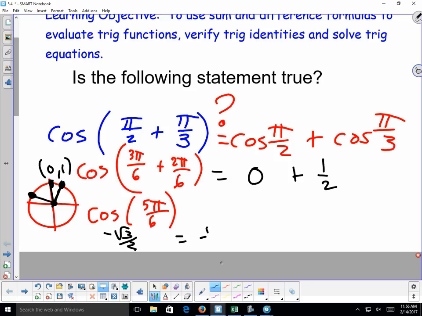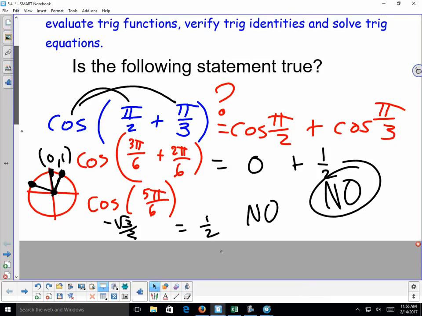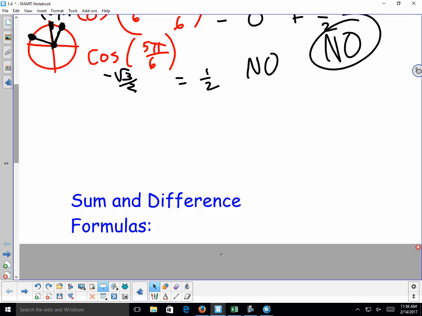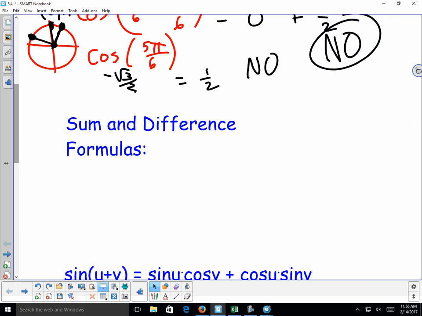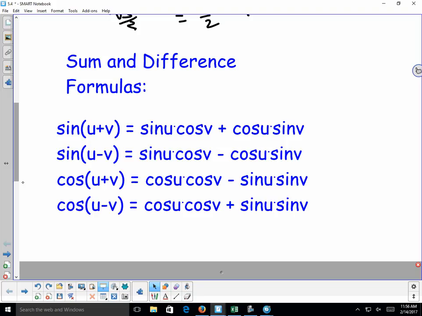No. So if we see something like this, can we just distribute the cosine through to get an equivalent statement? No. So the answer to this question is a big no. And that's why we need some special formulas called the sum and difference formulas. I'm going to ask you to learn these, but I have them for right now on our gift.